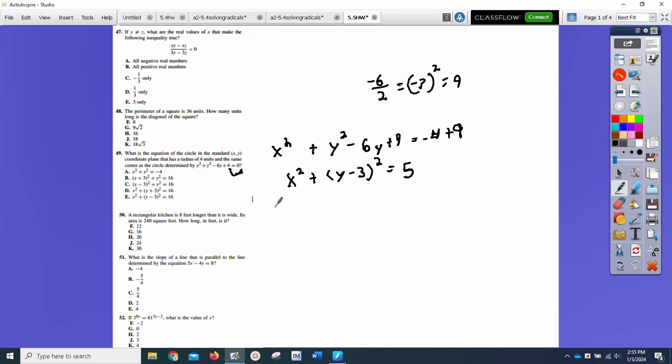I did this because the standard form of a circle is (x minus h) squared plus (y minus k) squared equal to the radius squared. So its center, I'm trying to write, kids, I am, is equal to 0 here and 3 here.